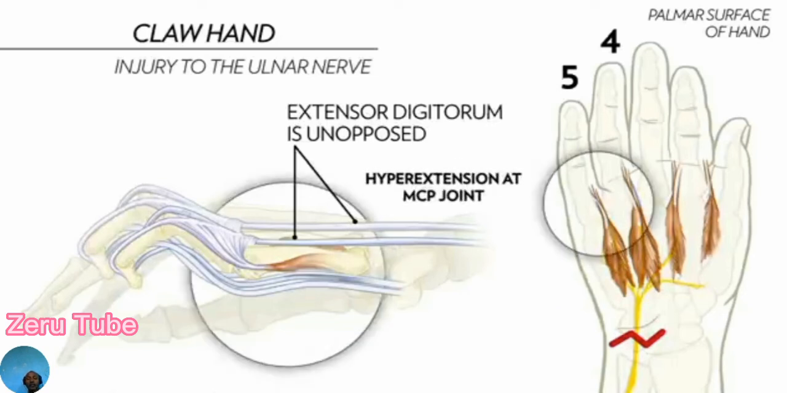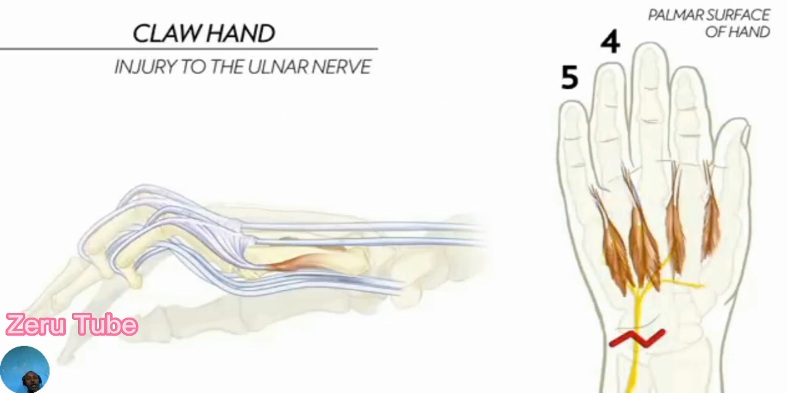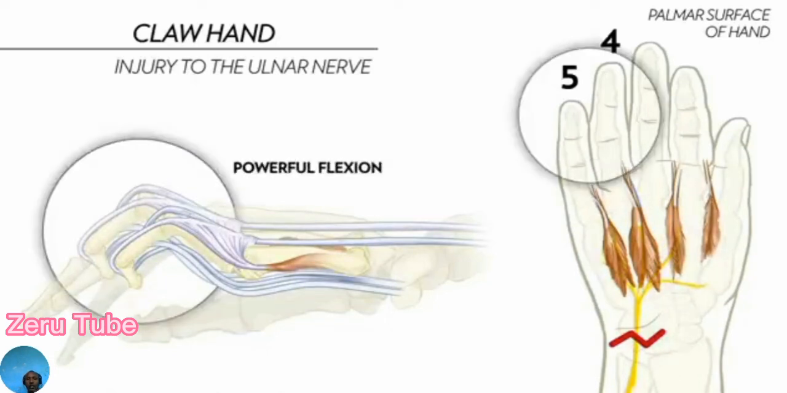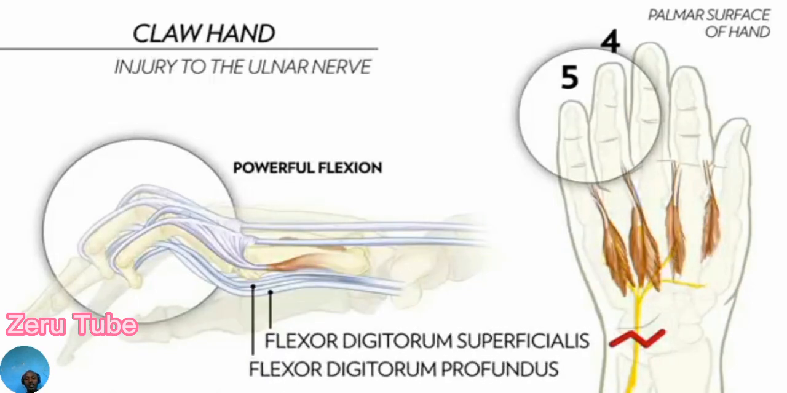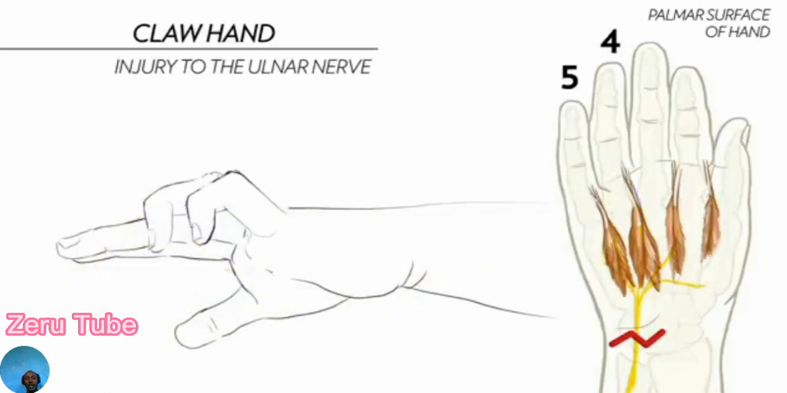And hyperextension at the metacarpophalangeal joint. The patient can have hyperextension at the level of the metacarpophalangeal joint, and the fourth and fifth interosseous muscles are mainly affected. Because of this, the fourth and fifth fingers become powerfully flexed at the level of the middle phalangeal joint. So the flexor digitorum superficialis and the flexor digitorum profundus muscles can be affected.